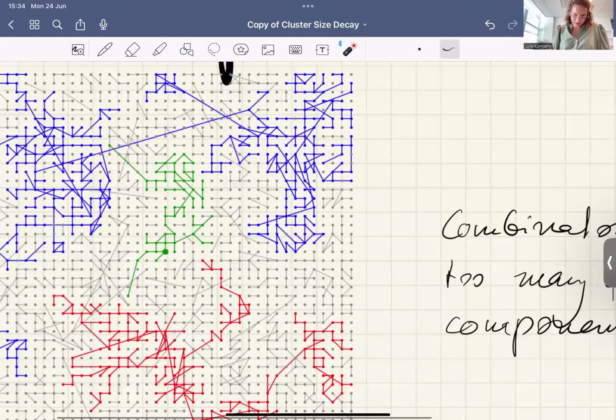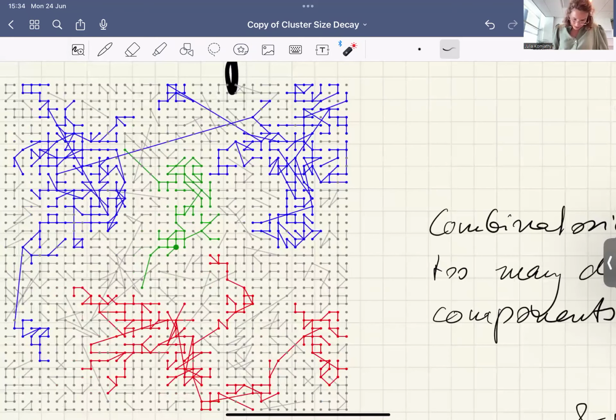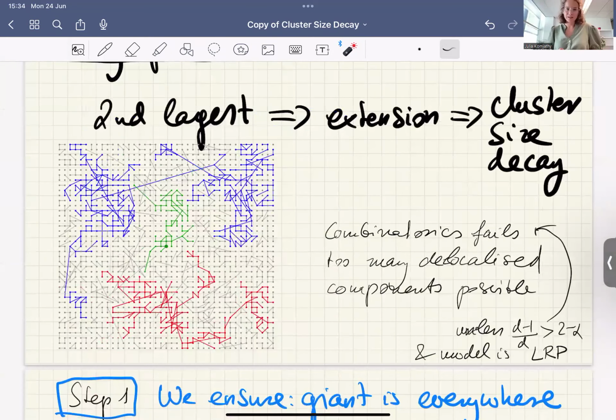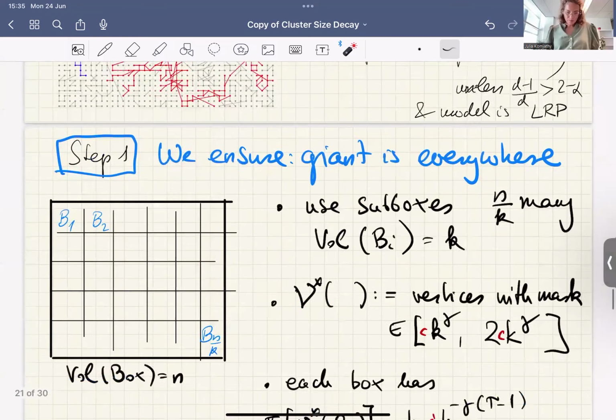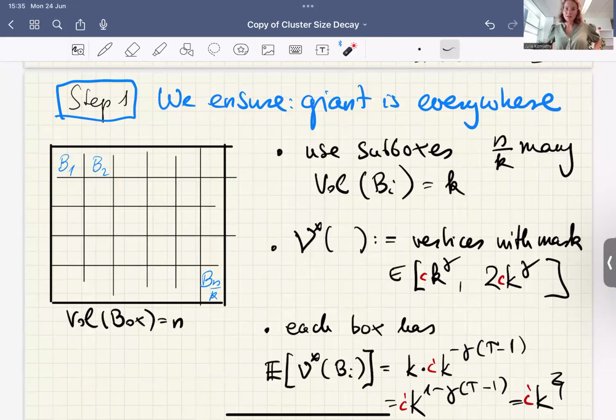I zoom in and you can see that this is the cluster of the origin, and it has some long edges. And this is the second largest component, and it also has quite some long edges, which means that combinatorial arguments often fail because these components are delocalized. There's lots of long edges. So to deal with this, the combinatorial explosion of component counting, we come up with a different approach.